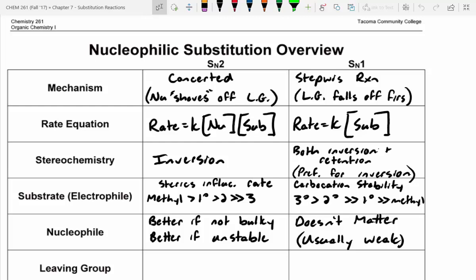All right, so last week we finished up with the mechanism, rate equation, stereochemistry, electrophile analysis, and nucleophile analysis for both Sn1 and Sn2 reactions. This overview sheet comes in handy. One thing I would say is don't try to brute force memorize it. Try to understand why we filled in those boxes. That's the key thing I want you guys to take away from this chapter: the why aspect.